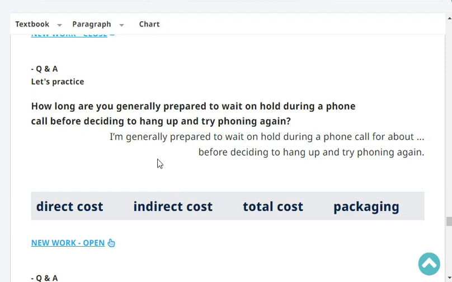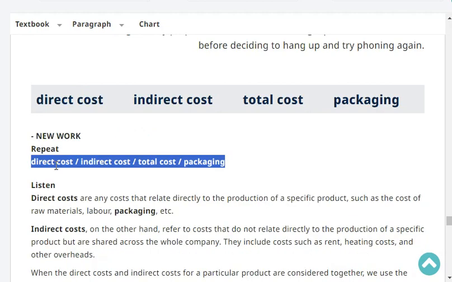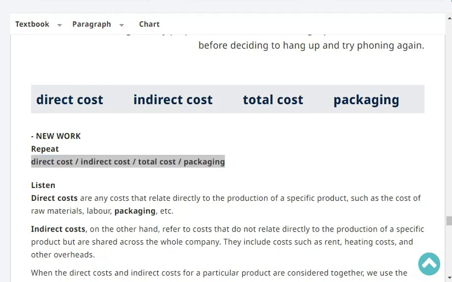Try phone again. Very good. Okay, next repeat: direct cost, indirect cost, total cost, packaging. Very good. Okay, listen.